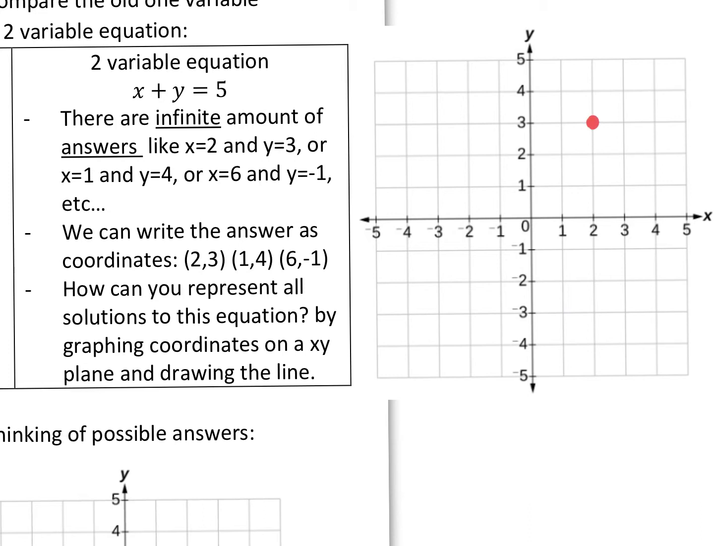Let's go to the next coordinate. The next answer that we gave right here was 1 and 4. So 1 on the x, 4 on the y. So 1 on the x, 1, 2, 3, 4 on the y. Put a dot right there, okay?